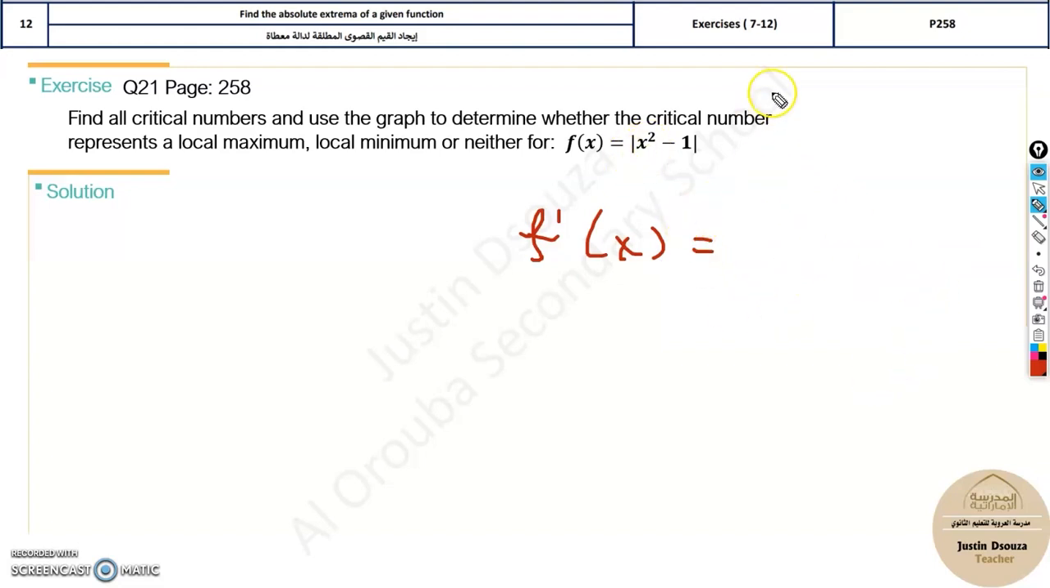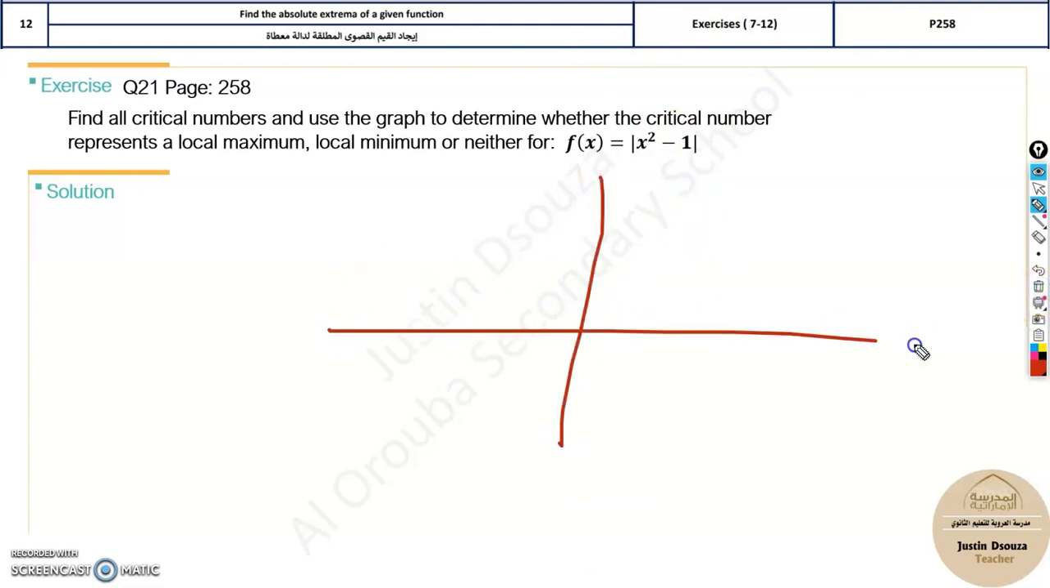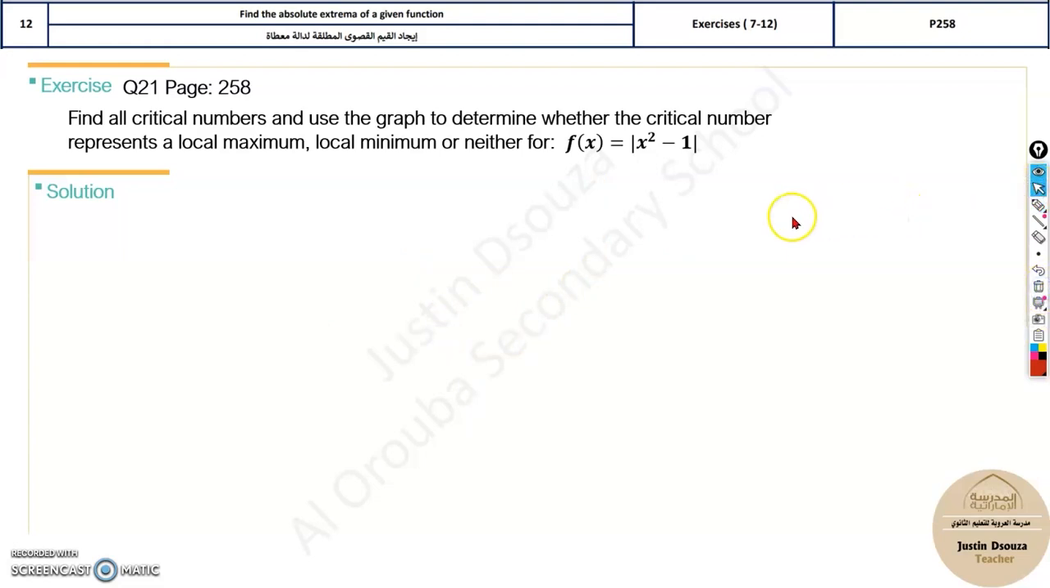But in this case, also where the sign changes might be the critical points. What I mean is, if this is a graph where the sign changes at the x-intercept, then those also might be the critical points. So basically you need to find these points where the sign changes and then also find the critical values. So let us see how to solve this problem.